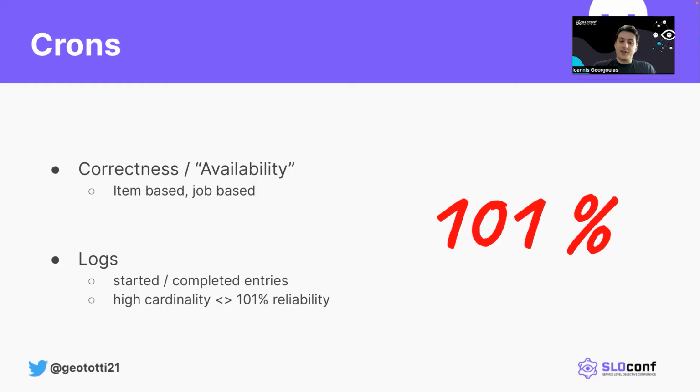Logs are tricky because logs are high cardinality, so there can be cases where you achieve 101% reliability. My suggestion is to use bigger reporting windows and always have better slow burn alerts in place, so you catch things after the fact.